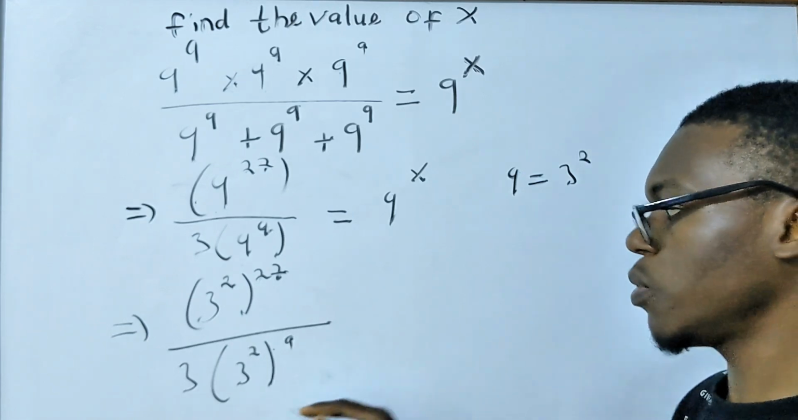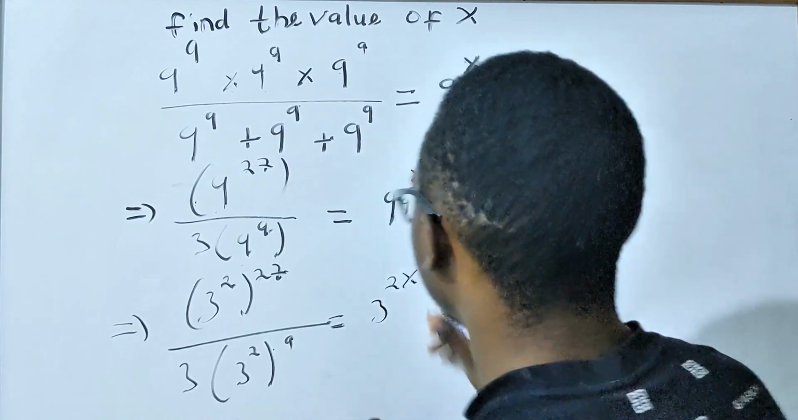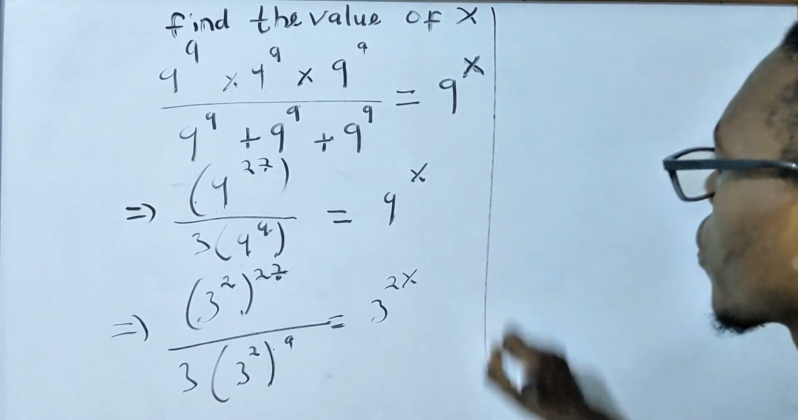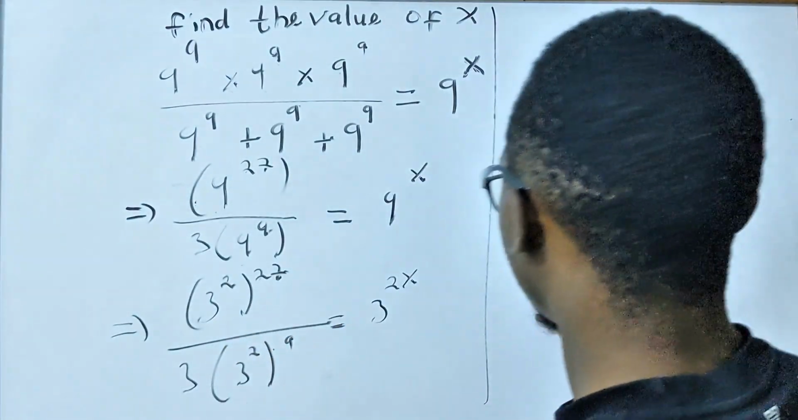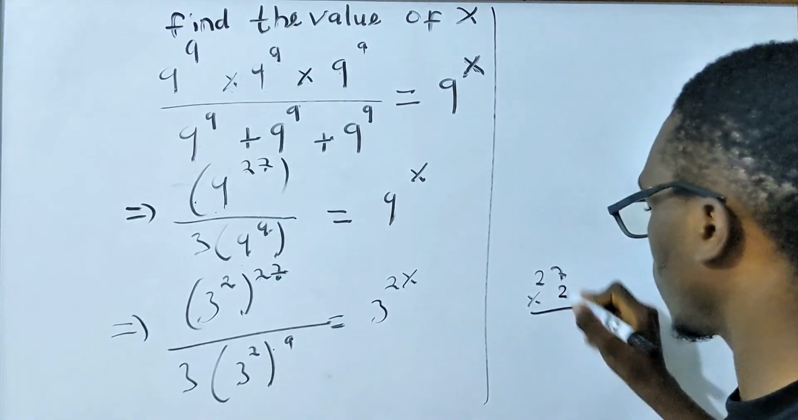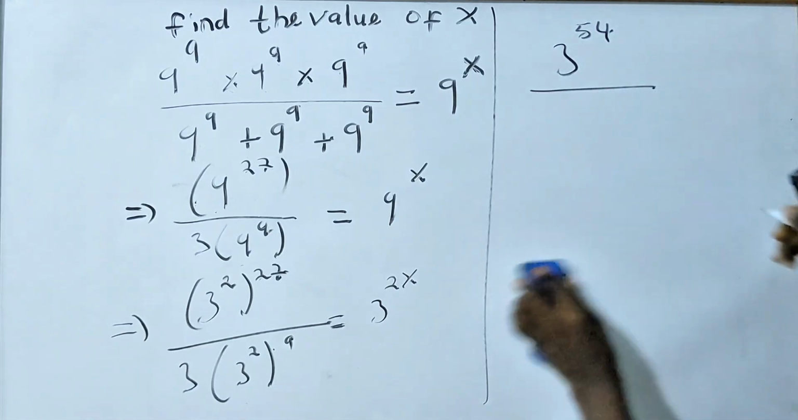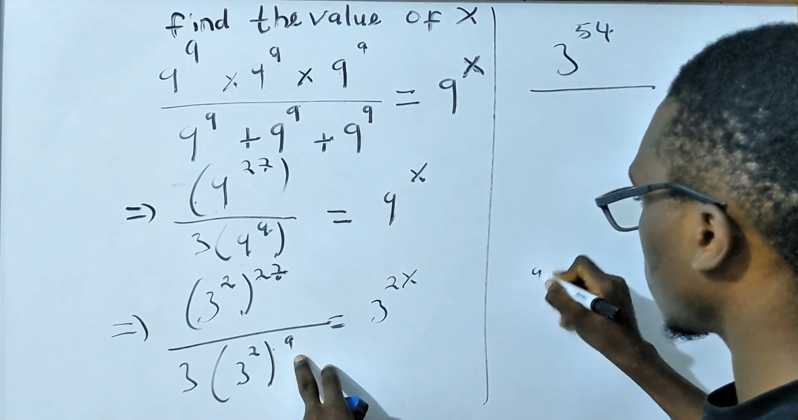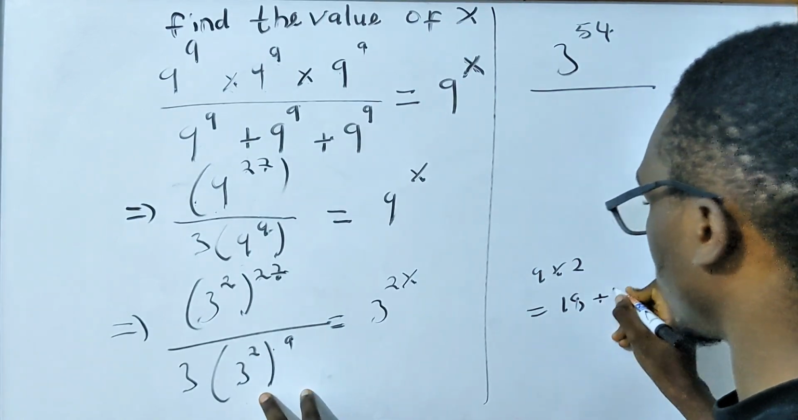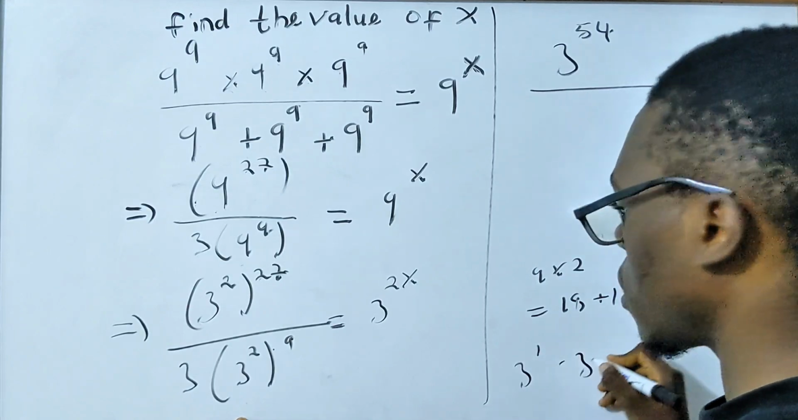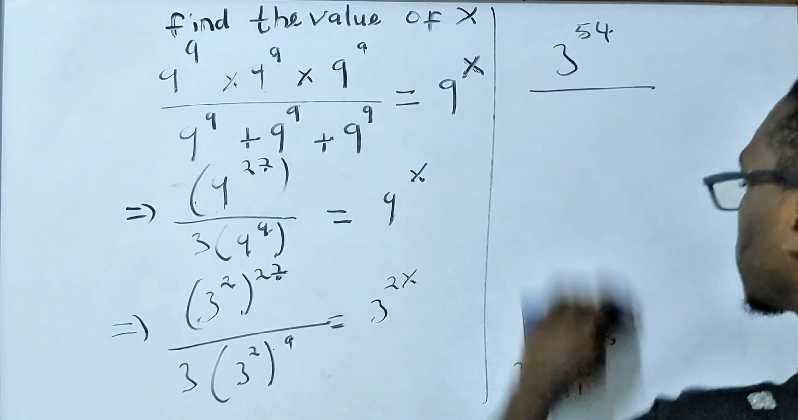Here's what we have actually at this point. That will be equal to 3 to the power 2x. You can proceed: 27 times 2, that is 27 times 2, we're going to have 54. That will be 3 to the 54 divided by 3 squared, that is 9 times 2 is equal to 18, plus 1, because that is 3 to the 1, but 3 to the power 18. Therefore, you have 3 to the power 18 plus 1, that is 3 to the power 19.